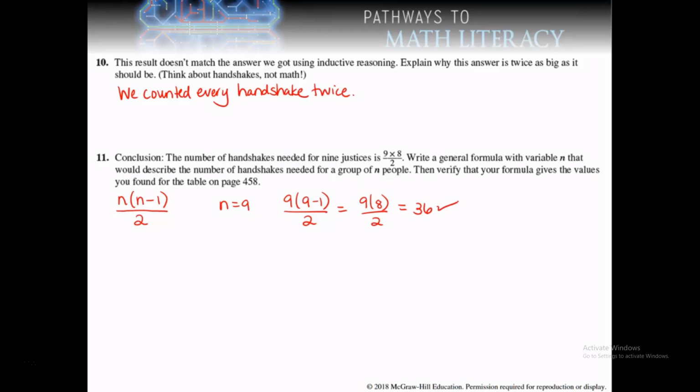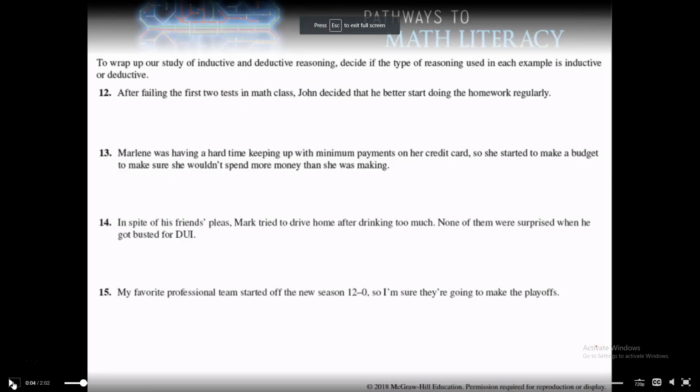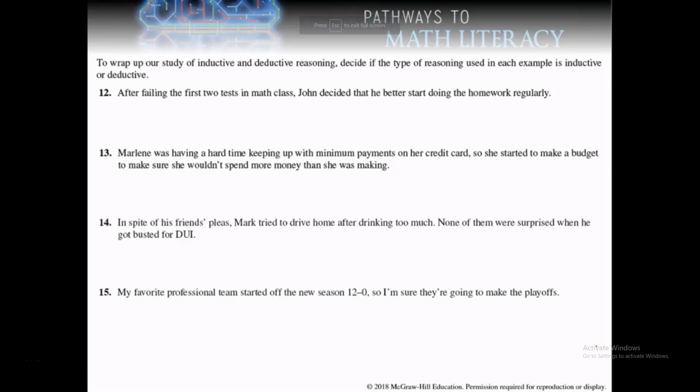To wrap this all up, we're going to go through some examples and decide if the type of reasoning used is inductive or deductive. So in question 12, after failing the first 2 tests in math class, John decided that he better start doing the homework regularly. Well, that's inductive reasoning because he based his conclusions on 2 specific examples and assumed that if he continued to not do his homework, that pattern of failing would continue.